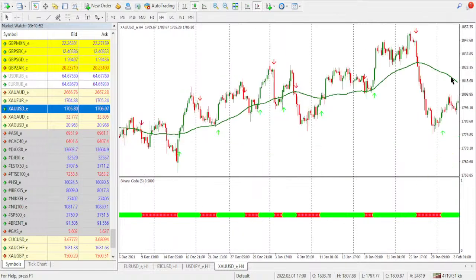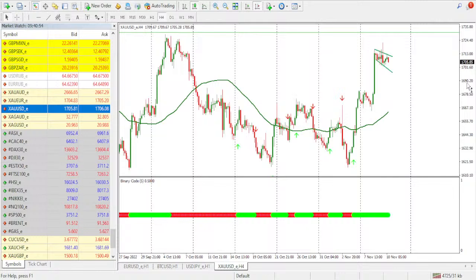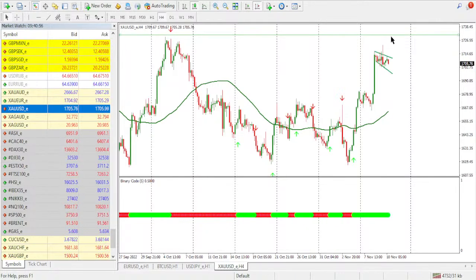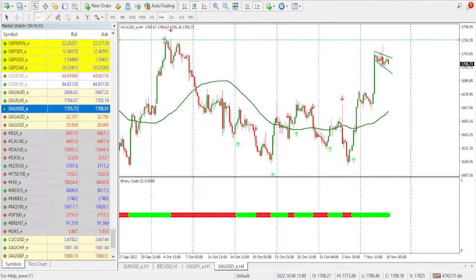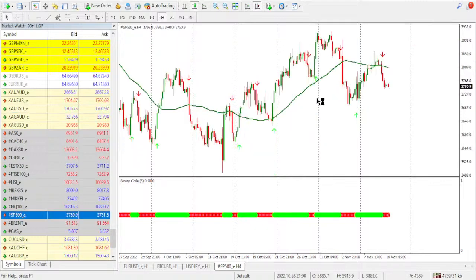So that is this level. We expect a buy at least up to this level. This is a very good resistance level and could also act as a good place to look for a sell from. The next chart is the SP500.